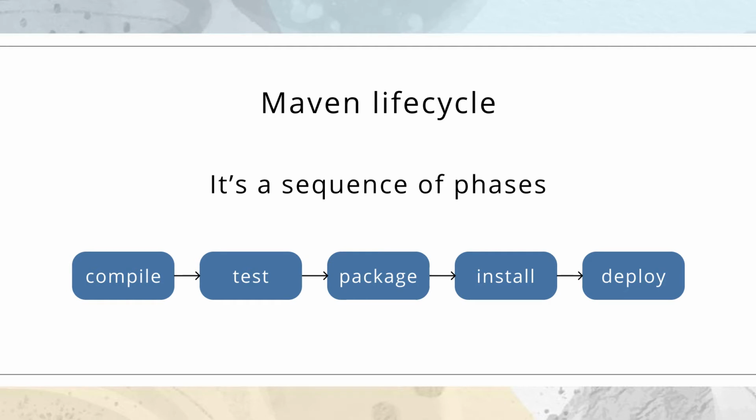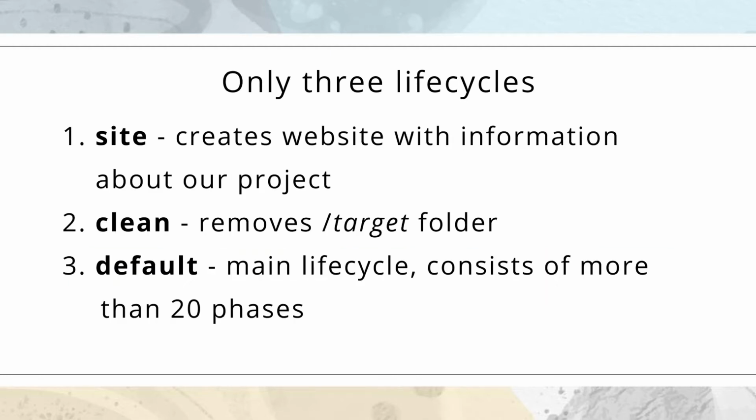It's just a sequence of phases. It means that a lifecycle consists of phases that are executed one after another sequentially. And there are only 3 lifecycles in Maven. The first lifecycle is site. The result of this would be a ready website with information about our project. Next, it's clean. It just removes the target folder from the root directory. Default is the main Maven lifecycle, which consists of more than 20 phases.